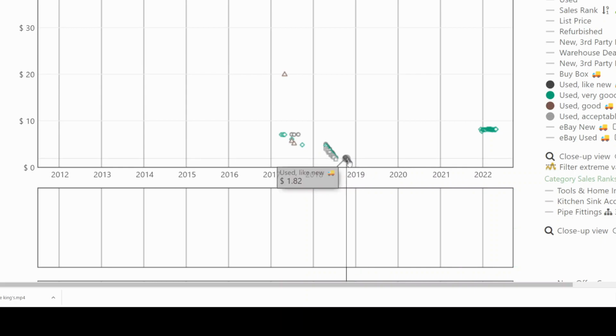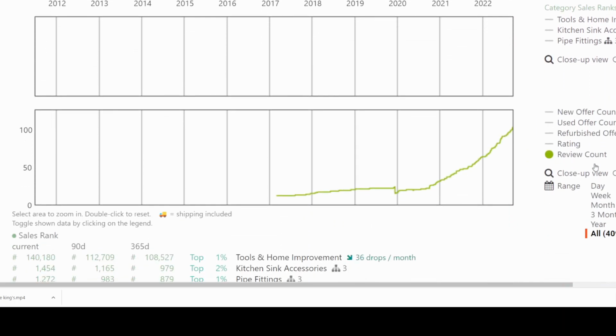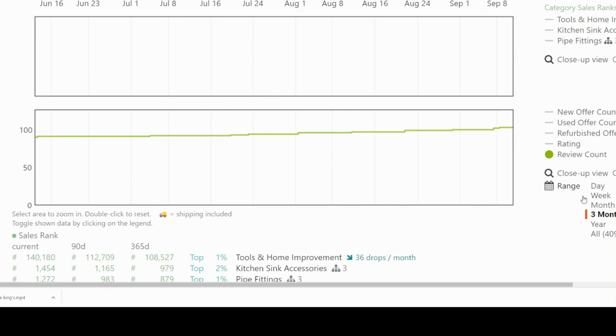Over here, there was some used like new. You can see the $1.30, 77 cents. Used good. So this is how you see the used offers. And like I said, you probably won't see it on most items unless you're selling books. Let me go back to the 3-month view.